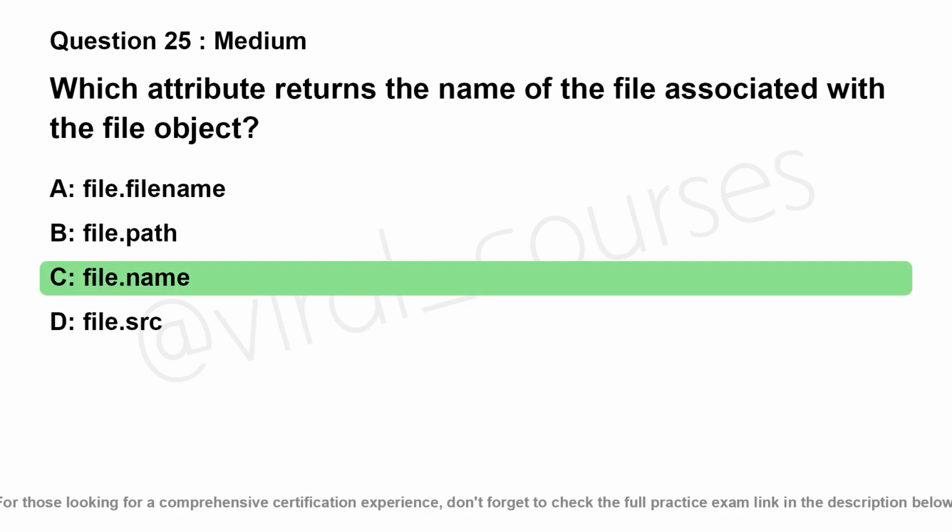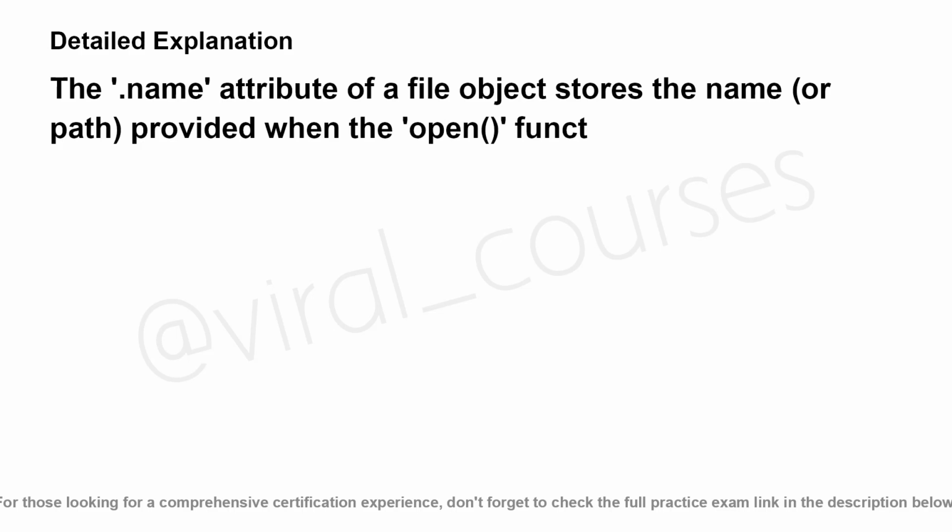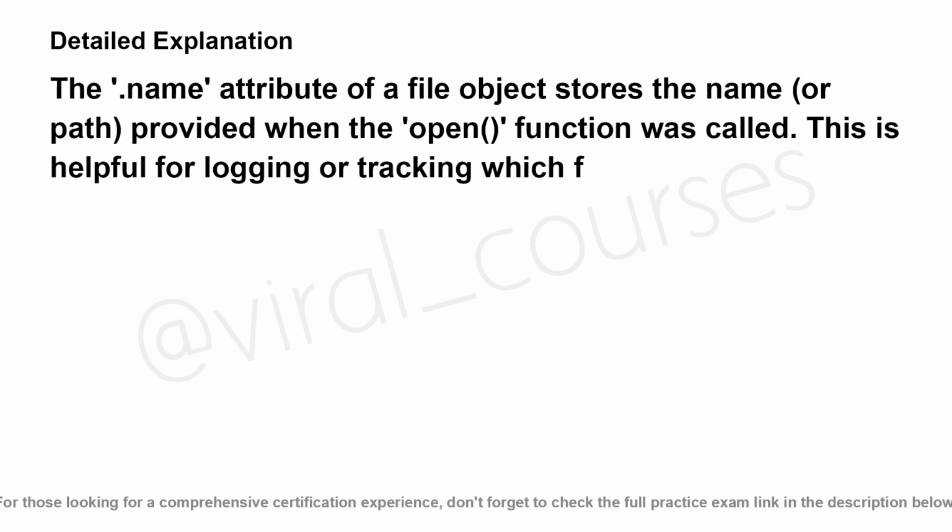The correct answer is C. The name attribute of a file object stores the name or path provided when the open function was called. This is helpful for logging or tracking which file a specific handle is pointing to.